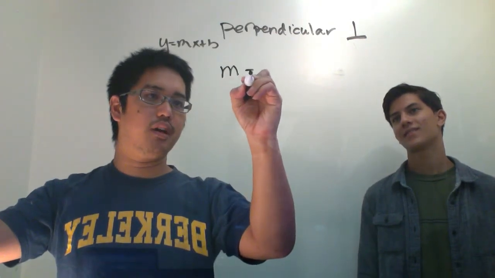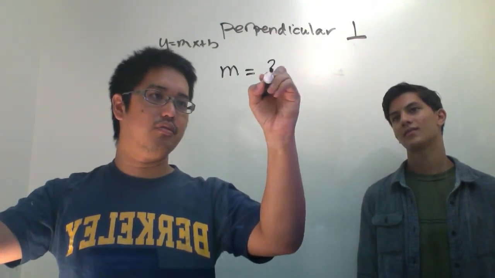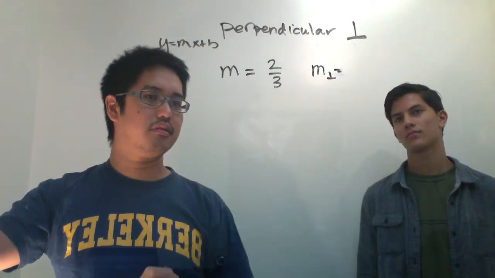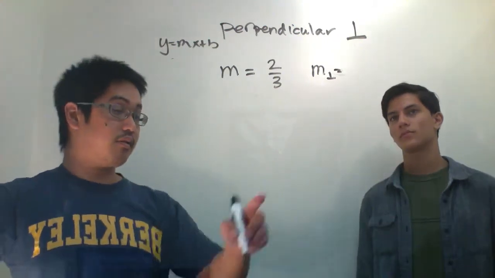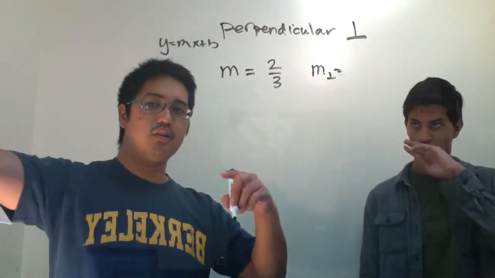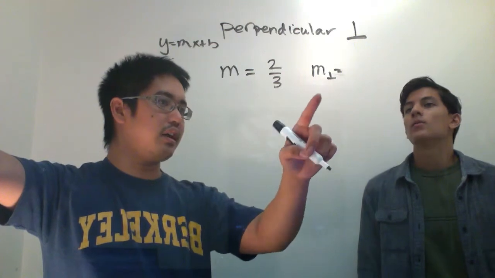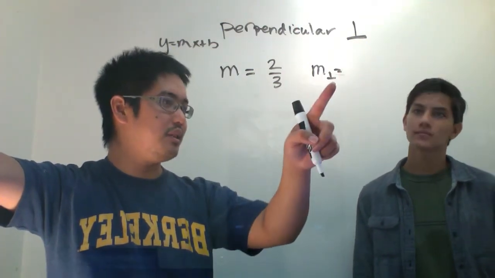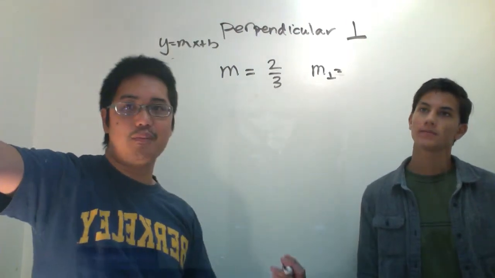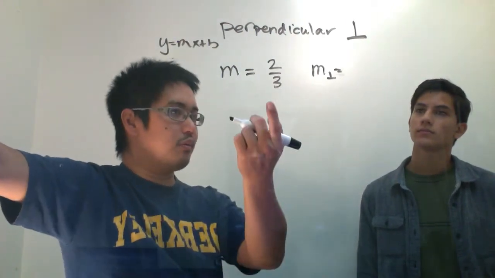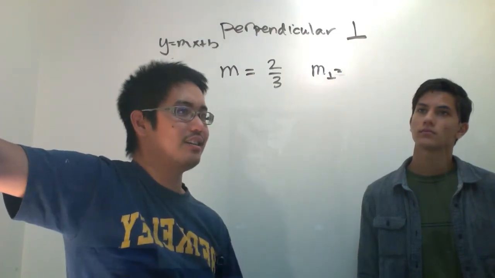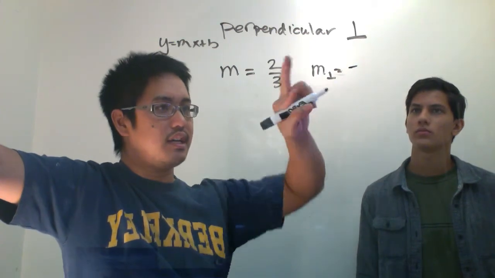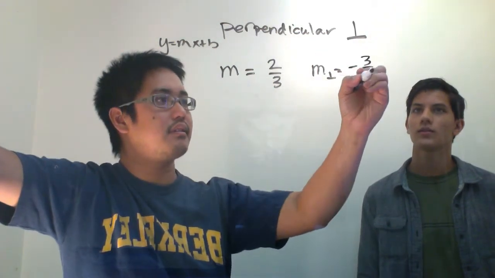If m for one line is equal to 2/3, then m perpendicular. That's how we would write it. Usually they would say, what is the slope of the perpendicular line? I'm making that in symbols. Remember, the upside down T symbol means perpendicular. So if this were the slope of the first line, what's the slope of the second line? We know it would be the negative of this, negative 3 over 2, and then you would flip it upside down.